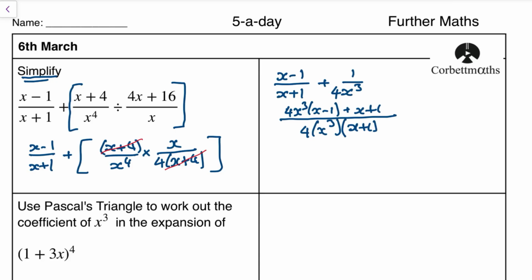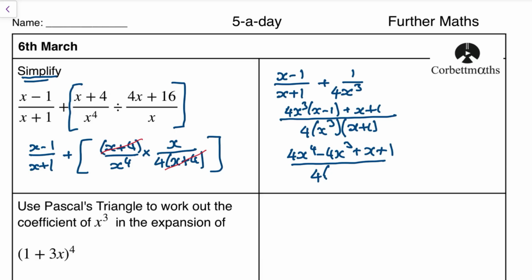Wow, this doesn't look brilliant, does it, so far? Okay, let's expand and see what happens. I'm basically hoping that more stuff's going to cancel, but it doesn't hugely look like it right now. Okay, so let's expand it. So that's giving me 4x to the power of 4 minus 4x to the power of 3 plus x plus 1. And all of that is divided by 4.